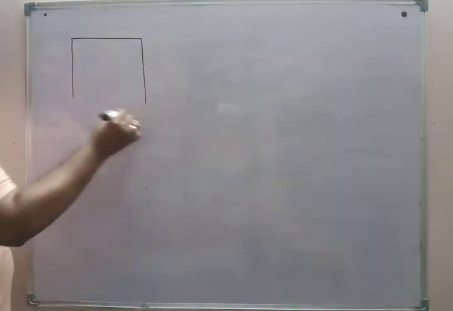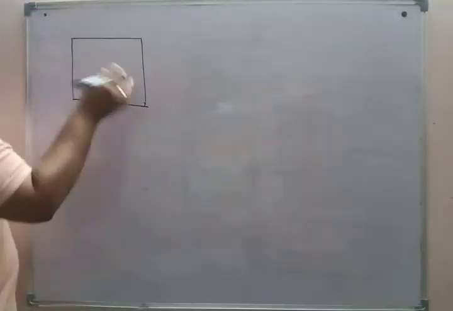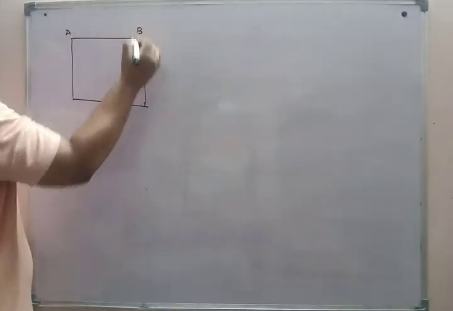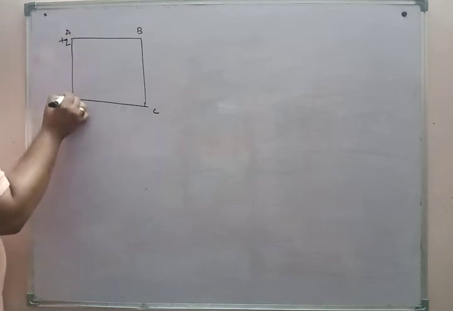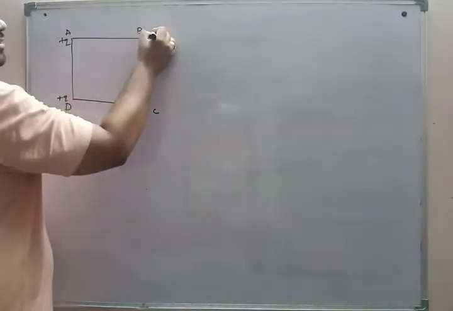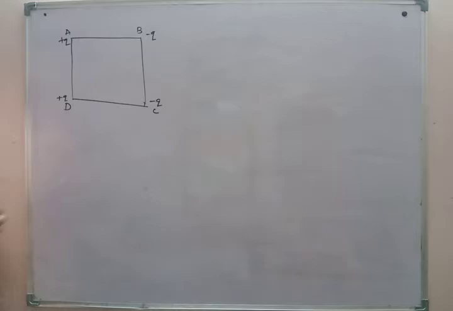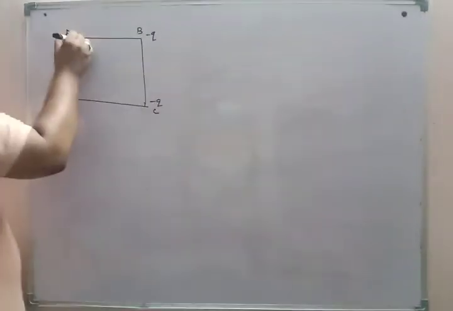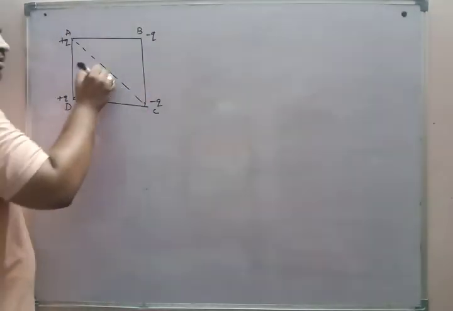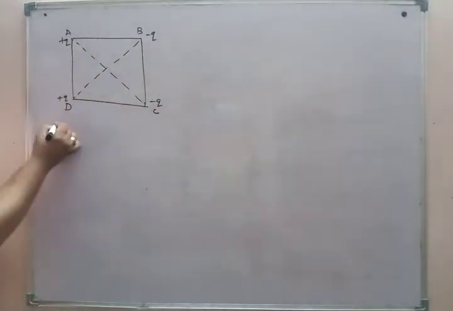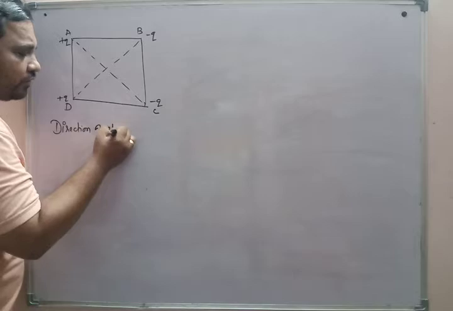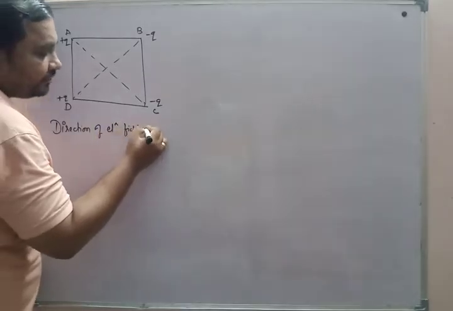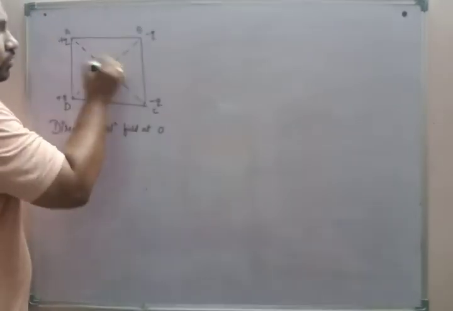Now suppose charges are not placed that way. I will just shift the position of charges this way, so that 2 plus q charges are placed at A and D and minus q charges are placed at B and C. And the question asked to me is the same, but now a little bit shorter: what is the direction of the electric field at point O?